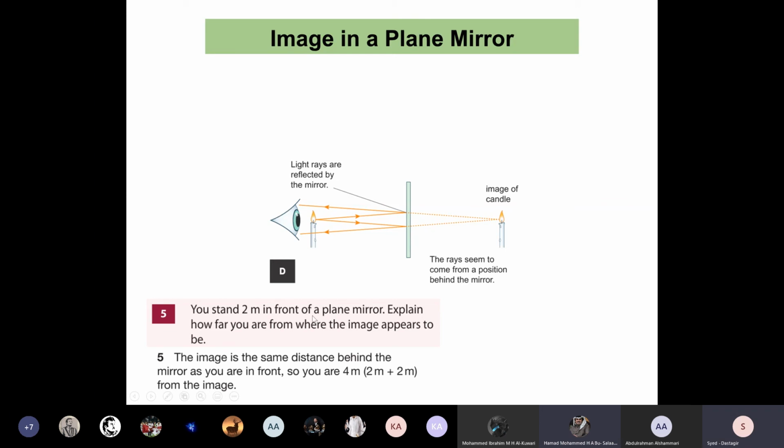So you stand 2 meters in front of the plane mirror. Here's the plane mirror. Explain how far you are from where the image appears to be. So the image is the same distance behind the mirror as you are in front. So you are 2 plus 2 from the image.